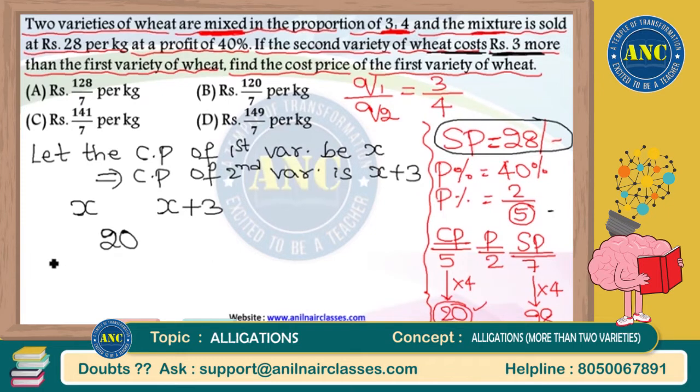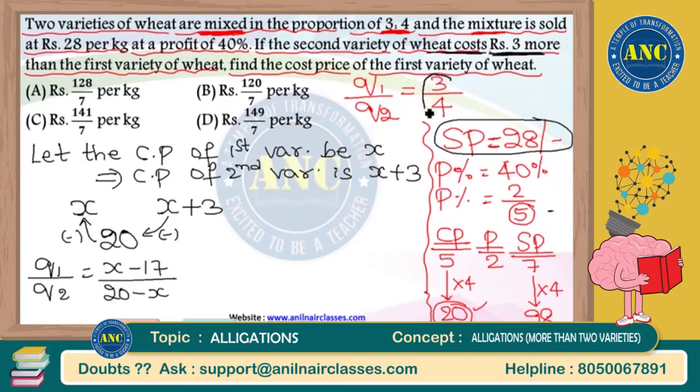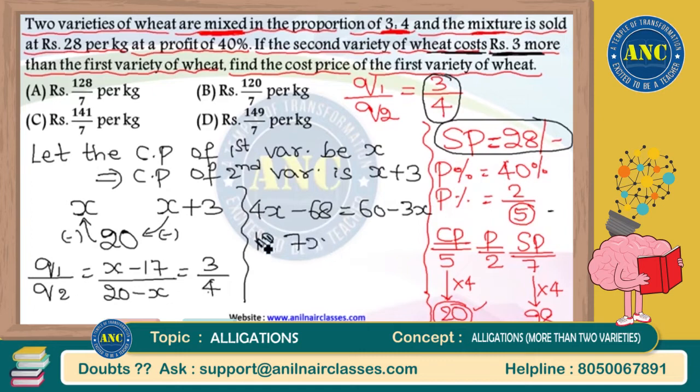Now you can alligate. So Q1 by Q2 becomes equal to x plus 3 minus 20, which is x minus 17, divided by 20 minus x. But Q1 by Q2 is also given in the question as 3 by 4. Cross multiply and simplify, you will get the x value. This is 4x minus 68 is equal to 3 into 20, 60 minus 3x. This is 7x, 4x plus 3x is 7x.